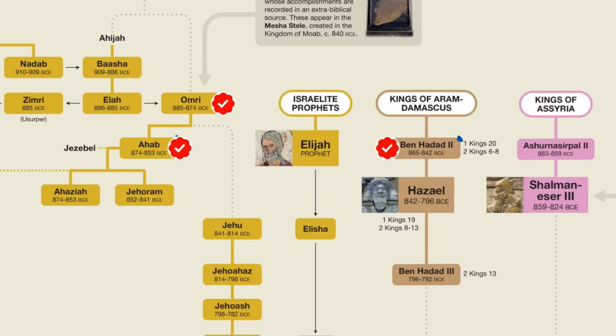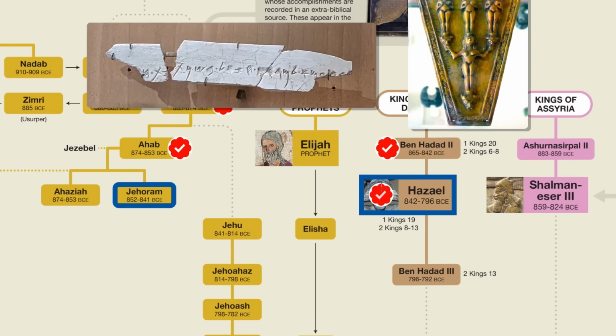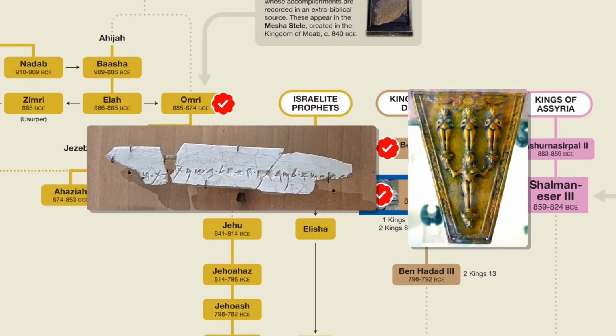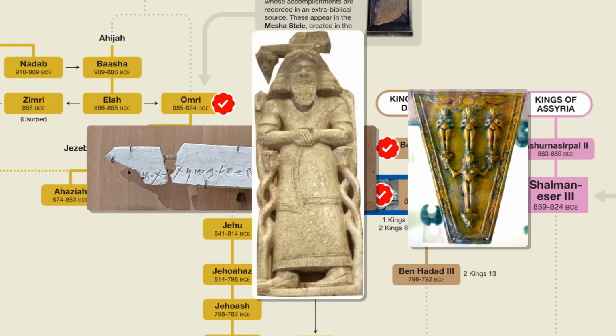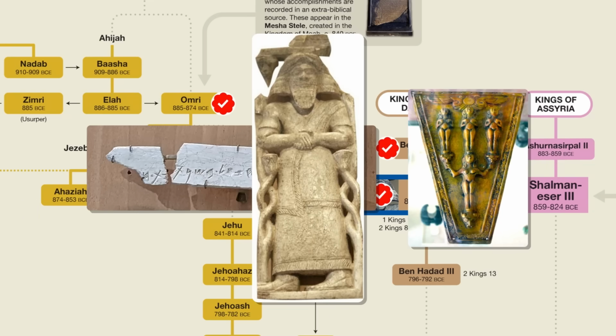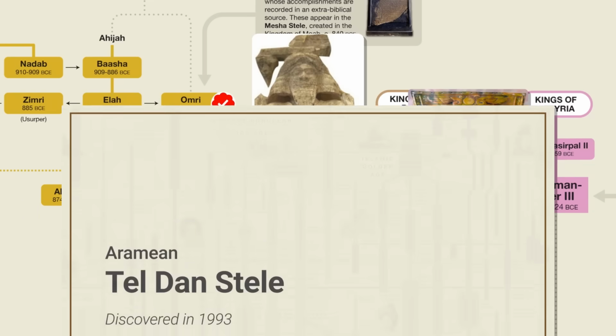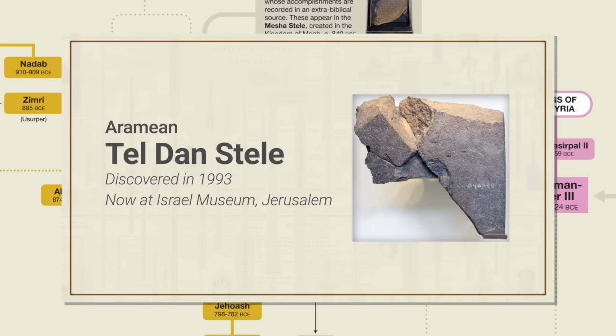According to the Bible, Ahab was eventually followed by his son Jehoram, whereas Ben-Hadad II was followed by a usurper named Hazael. Once again, the archaeological record confirms this as being true. Hazael's name has been found on at least 2 objects that date to this period. In fact, this ivory carving may even depict his likeness, and he was almost certainly the king who commissioned the Tel Dan stele, discovered in 1993 and now located at the Israel Museum.